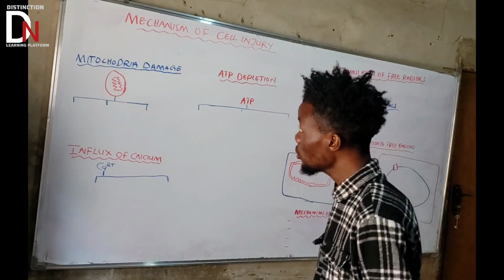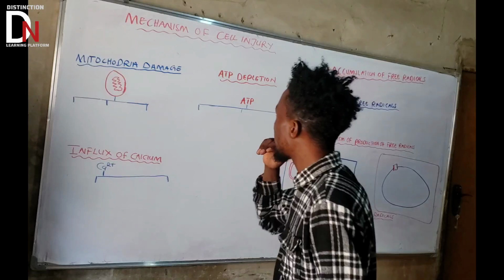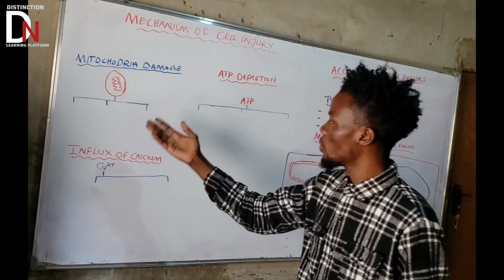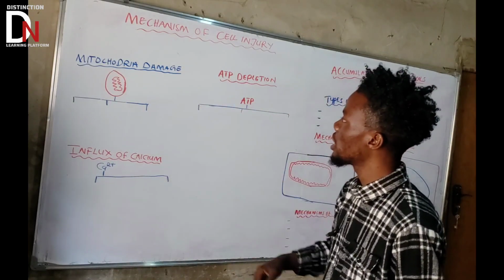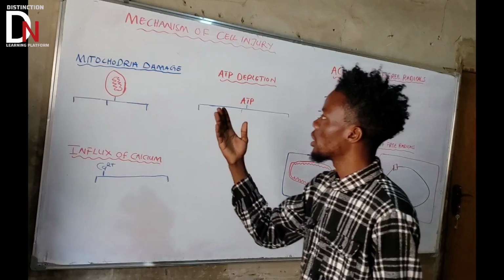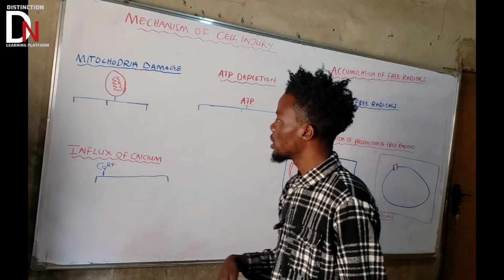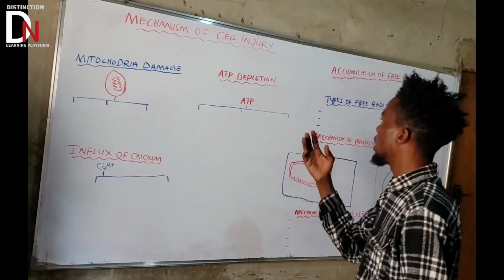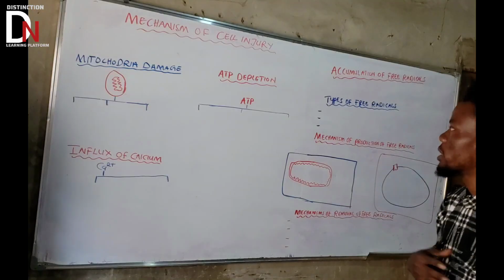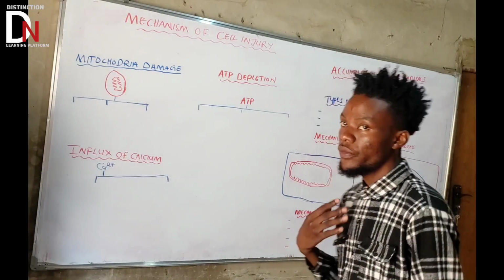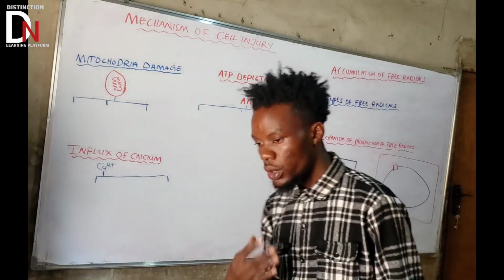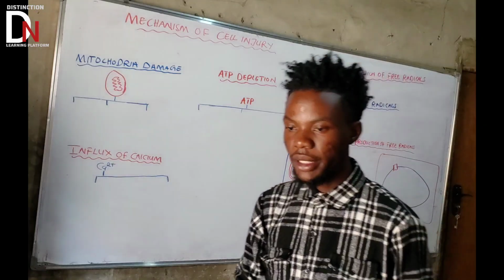One of the most important mechanisms of cell injury are mitochondrial damage, influx of calcium, ATP depletion, and the last one is accumulation of free radicals, which we'll talk about in the last part.